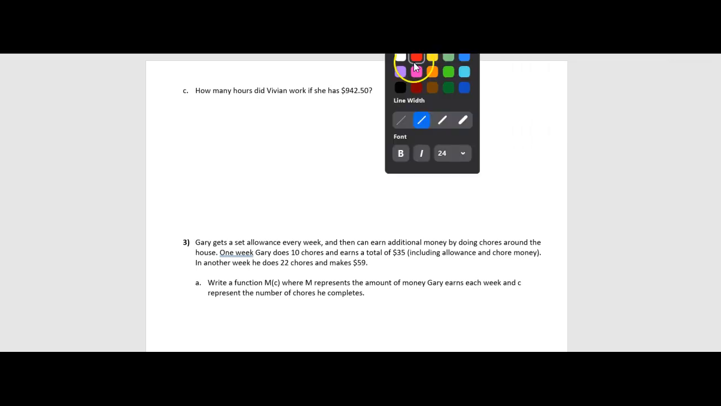I believe there's a third part to this question. It says, how many hours did Vivian work if she has $942.50 in her account? So let's start with our original function. M of h is equal to 200 plus 7.50h.